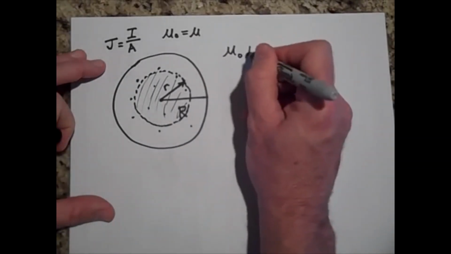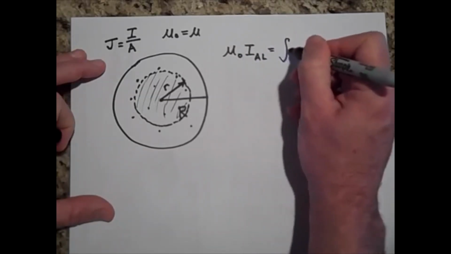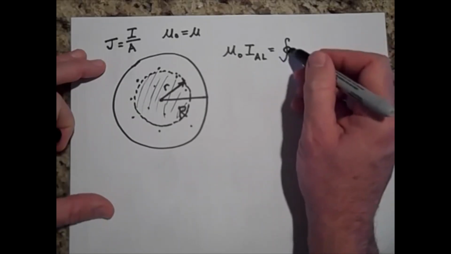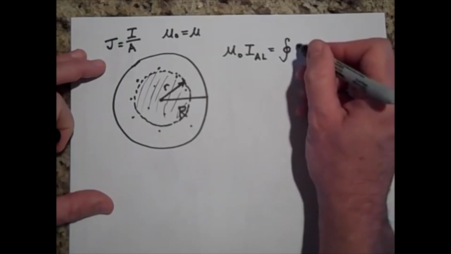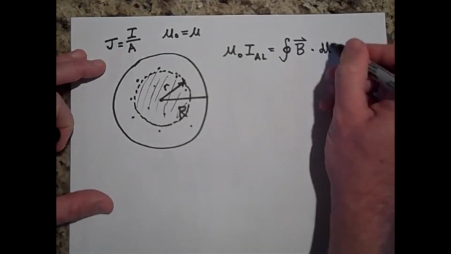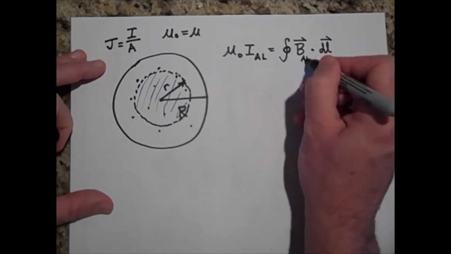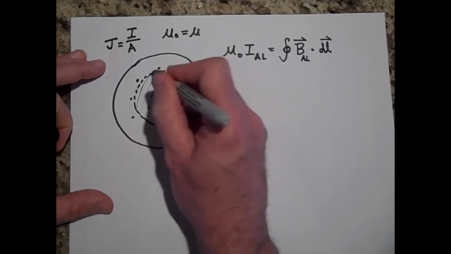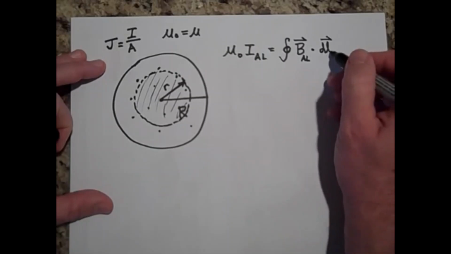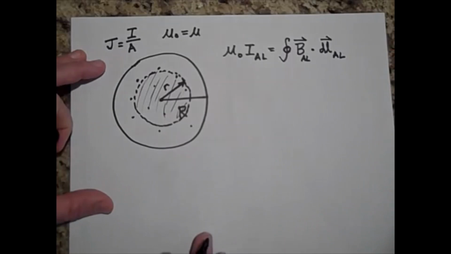Mu naught times I through the Amperian loop is equal to the closed loop integral, the closed path integral of B dot dl. And just to remind you, this B is not just any old B, it's the B on the Amperian loop. It's the B right here. And these dl's are the dl's that make up the Amperian loop. These are little line segments, dl.